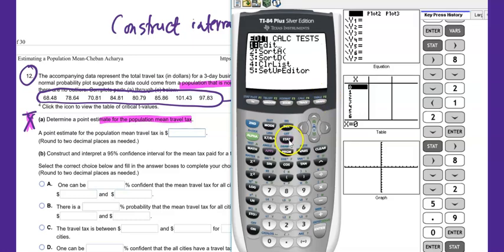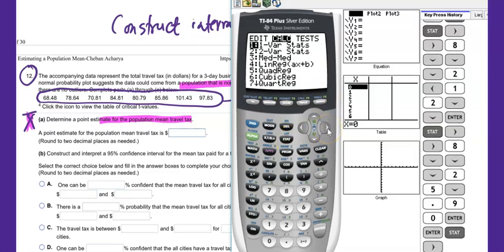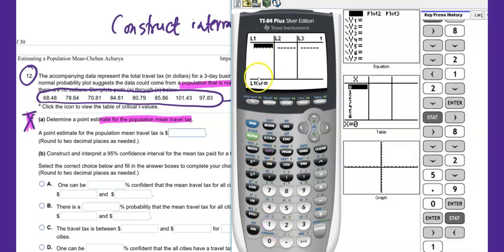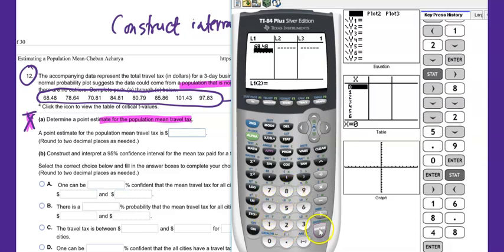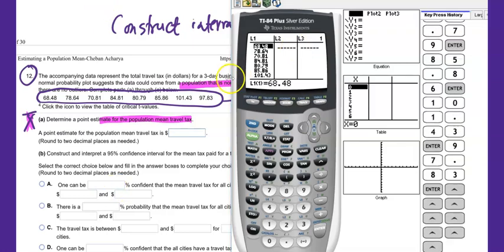So you go to STAT, Edit is number 1. Put the data in L1. If there is some data there, you remove it and put the data in L1. So let me put that: 68.48. Enter. I paused it and I finished entering the data. I'll come back. Okay, so I put the data in the calculator. Now I'm going to do this.